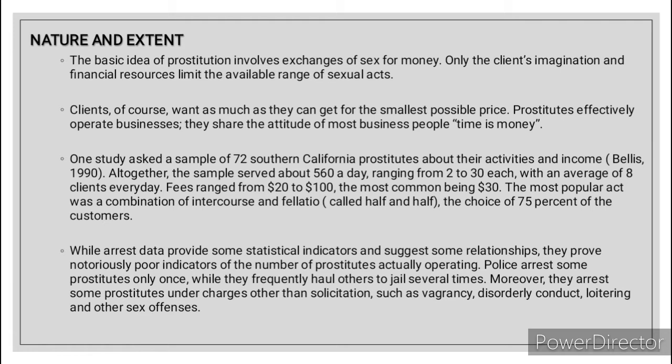Prostitutes effectively operate businesses. They share the attitude of most business people: time is money. While arrest data provides some statistical indicators and suggests some relationships, they prove notoriously poor indicators of the numbers of prostitutes actually operating. Police arrest some prostitutes only once, while they frequently haul others to jail several times. Moreover, they arrest some prostitutes under charges other than solicitation, such as vagrancy, disorderly conduct, loitering, and other sex offenses.